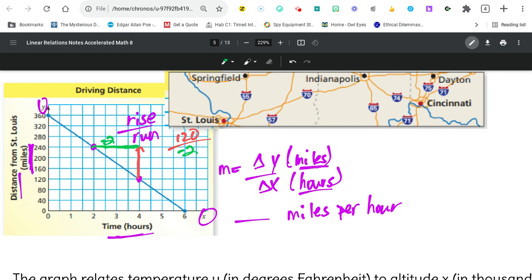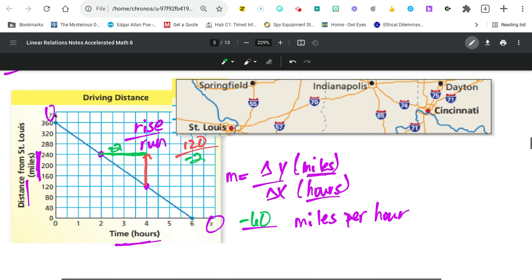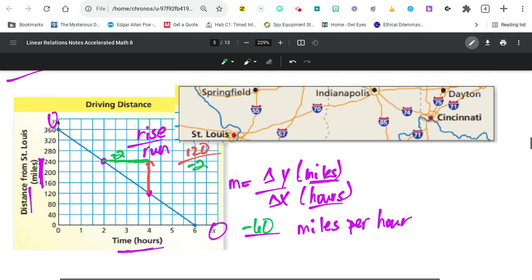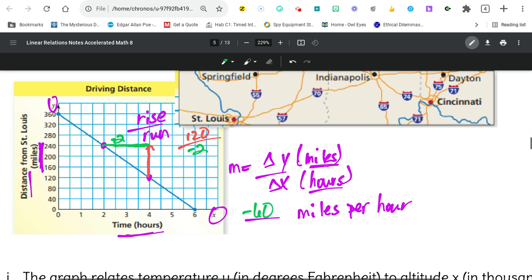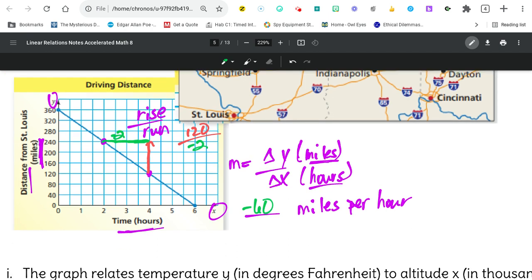Okay? So I know you can't go negative 60 miles per hour. That means that this person is decreasing speeds at a rate of 60 miles per hour. That's the only thing that can mean. Okay? So for every hour that goes by, they've decreased their distance by 60 miles. So that's what that means. That's why we get negative 60.